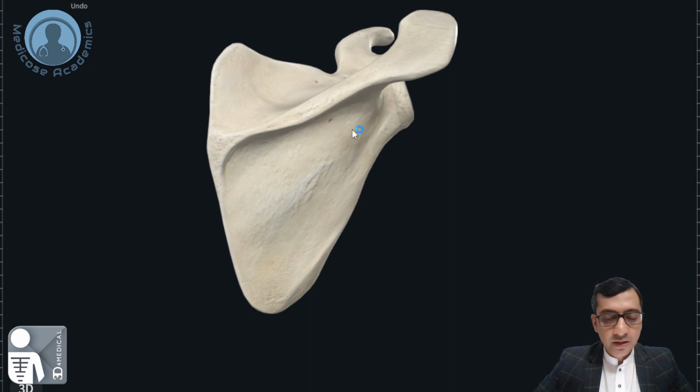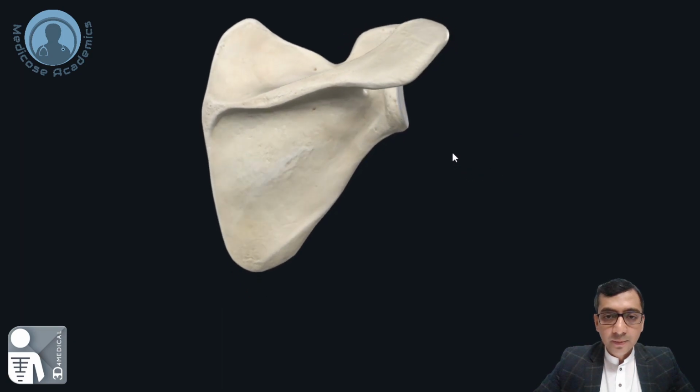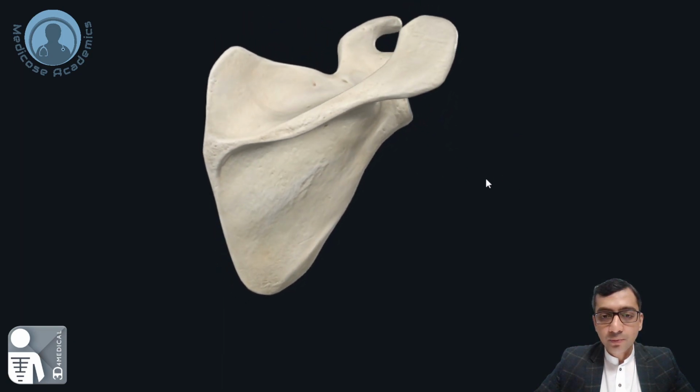So it's triangular in nature, with three borders and two surfaces. One will be towards the supraspinous fossa and one will be towards the infraspinous fossa. So these are the three borders and two surfaces of the spine. The part that extends beyond it is the acromion process.